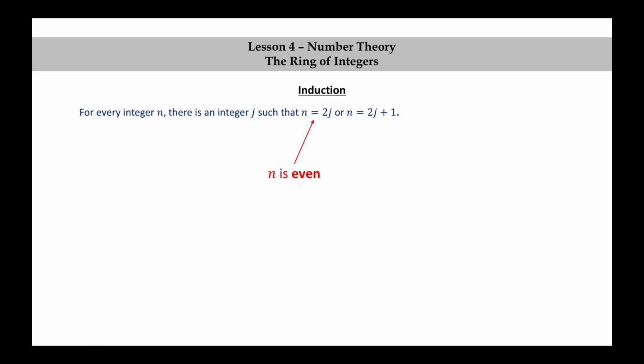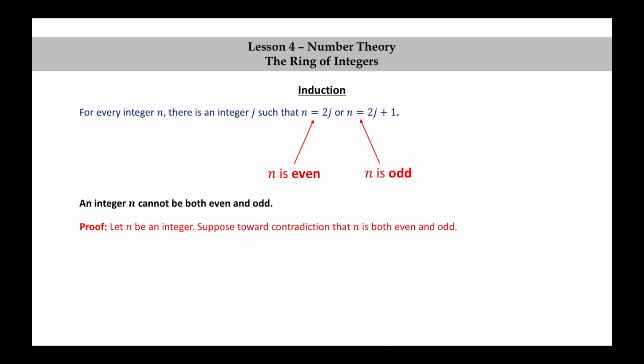If n is equal to 2j, we say that n is even, and if n is equal to 2j plus 1, we say that n is odd. An integer n cannot be both even and odd. Let's prove this. Let n be an integer. Suppose, toward contradiction, that n is both even and odd. So there are integers j and k such that n is equal to 2j and n is equal to 2k plus 1.